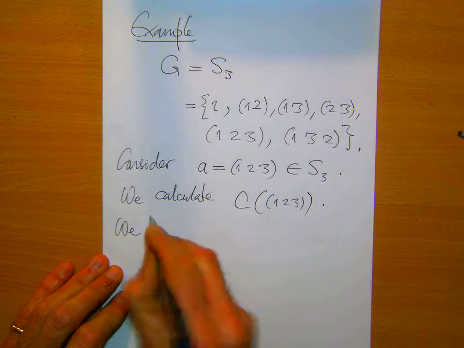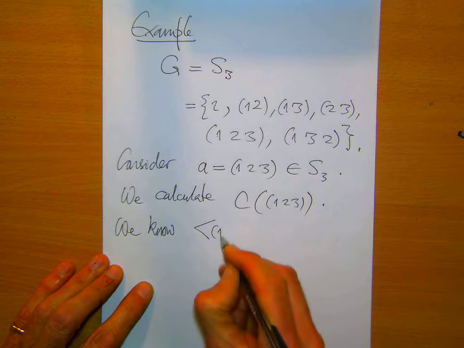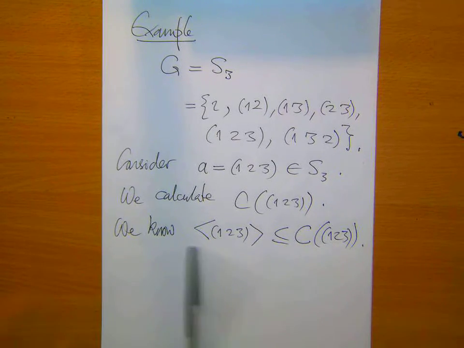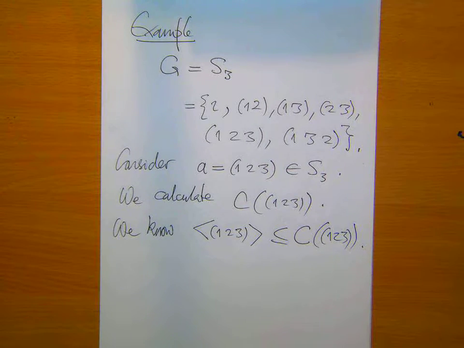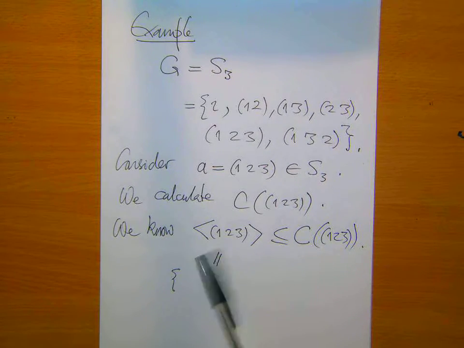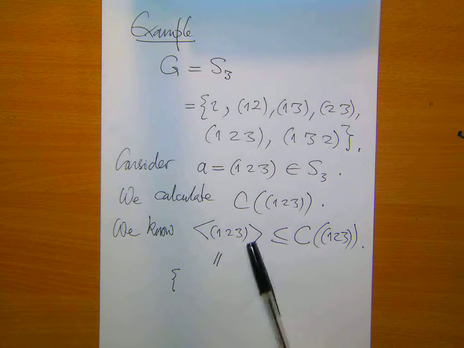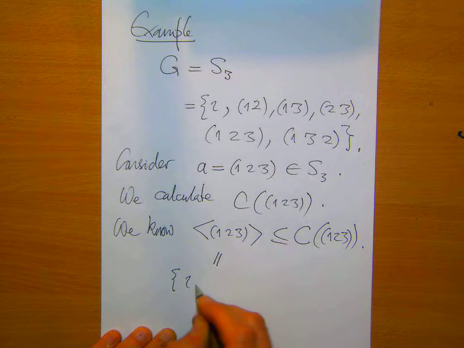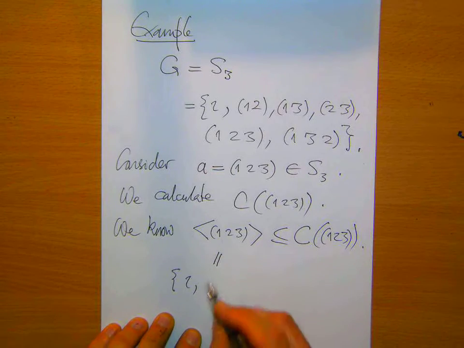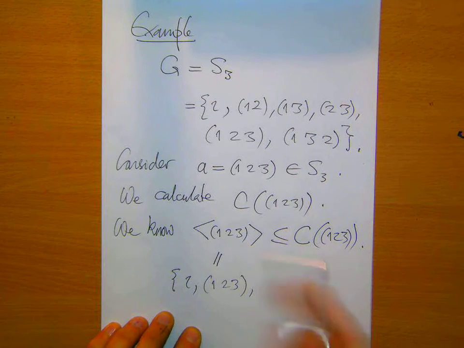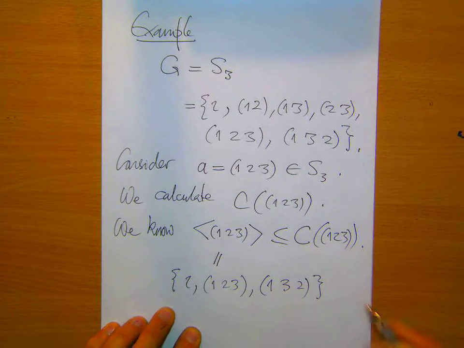So let's write down those first. So we know the subgroup generated by (1 2 3) is in the centralizer. So let's compute that first. Well, we know this. This is a 3-cycle, so it's got order 3. So there are 3 elements in this subgroup generated by (1 2 3): the identity, iota, there's (1 2 3) itself, and there's (1 2 3) squared, which is the same as (1 2 3) inverse, which is (1 3 2). So we've done that calculation before.